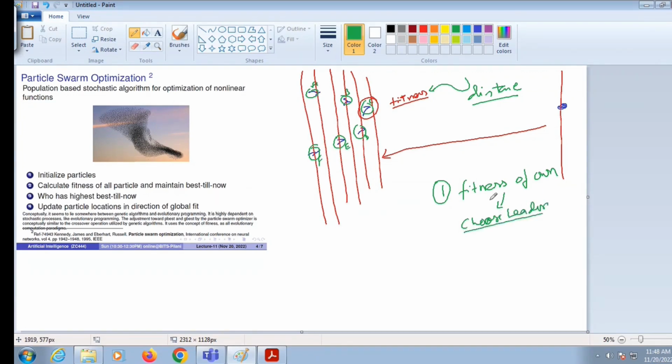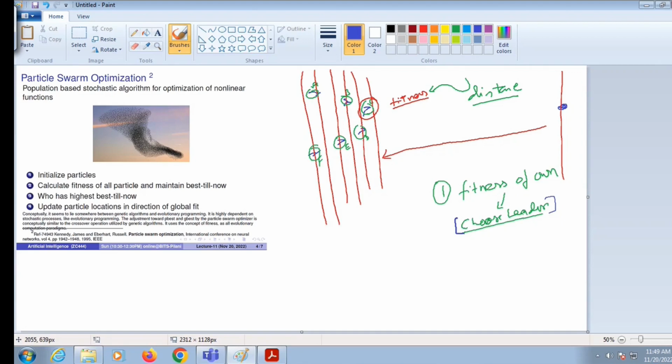How to do that? Can you tell me how to choose a leader? Particle with highest fitness. Why did you spend this much time? I was just about to get nervous.